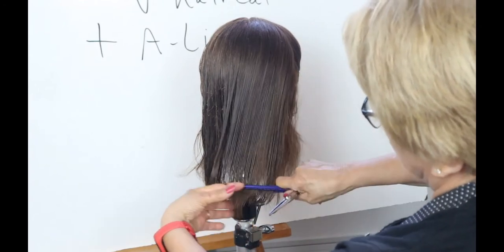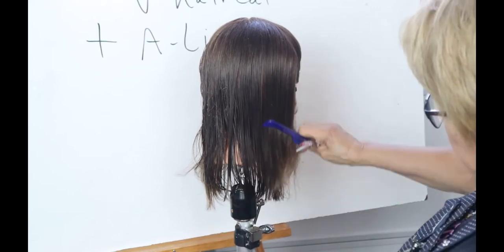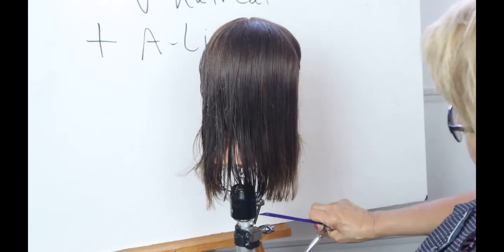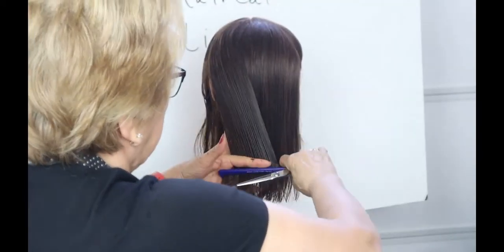So that hair traveled over. And then you're beginning to see it even more, the angle of the cut. That's how you do an A-line haircut.